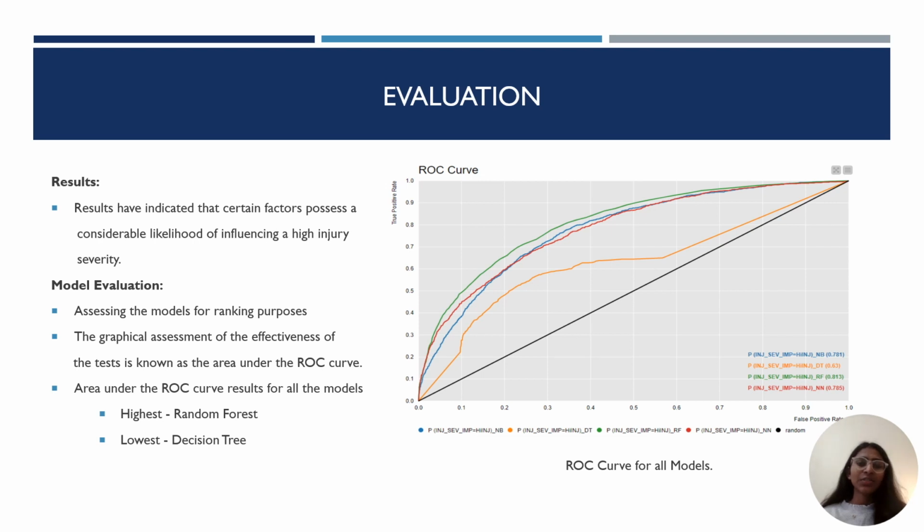Thanks, Shivanjali. The next phase is evaluation. Model evaluation was carried out to assess the performance of the predictive models used in the study. Our study has identified key factors that significantly influence high injury severity in road accidents. The area under the ROC curve was used as a graphical measure of the model's effectiveness. So here you can see 5 different models' ROC curves were analyzed, with random forest having the highest area under the curve and decision tree having the lowest. We have combined all the ROC curves to provide a comprehensive view of the model's performance.